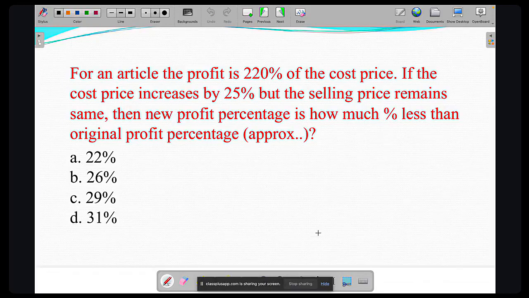That's my first question. See, based on the first statement, for the article the profit is 220%. For what? Cost price. Then assume cost price. Cost price is 100 rupees. Then profit is 220%. Tell me what is the selling price?